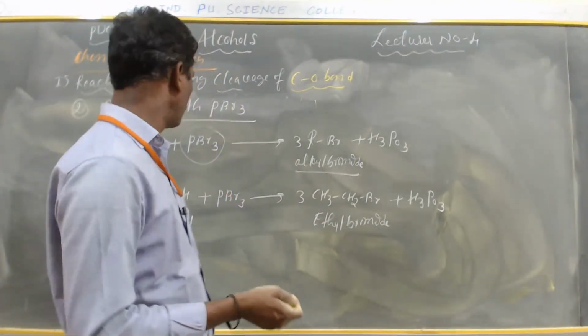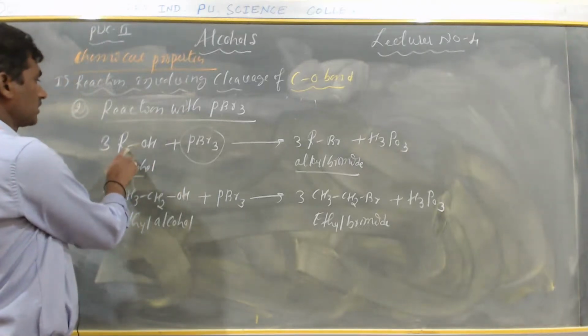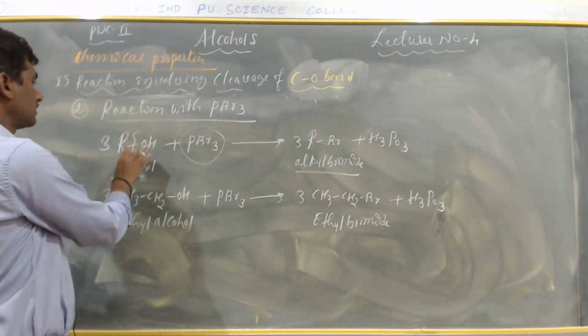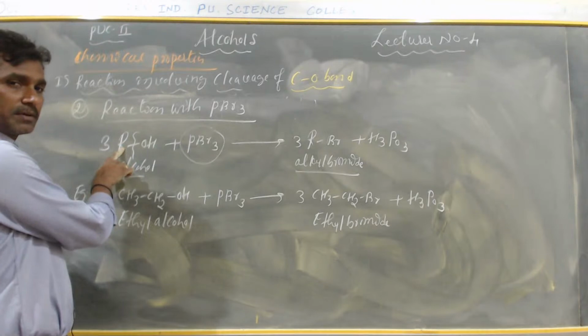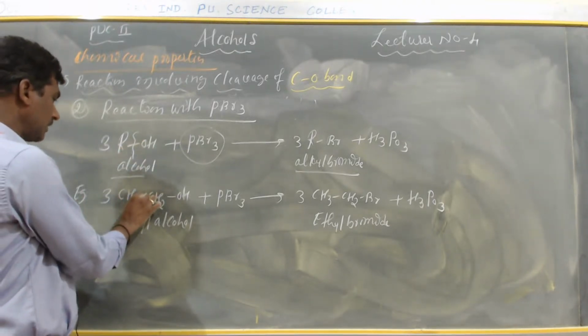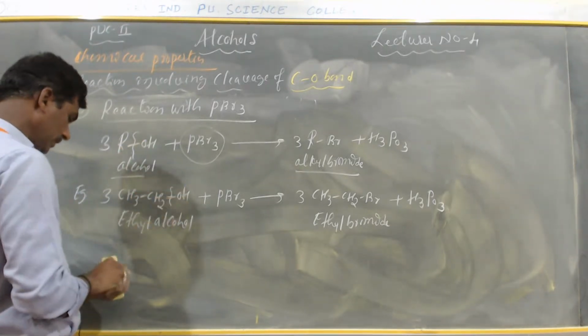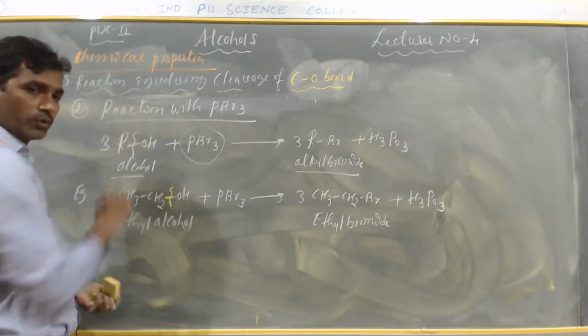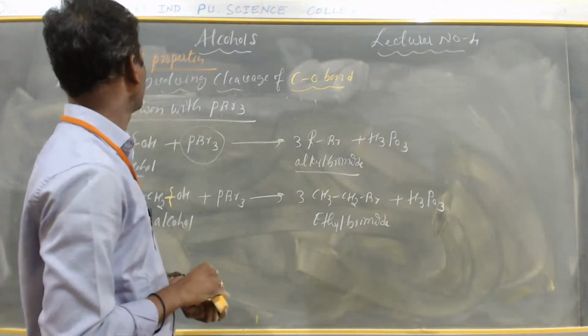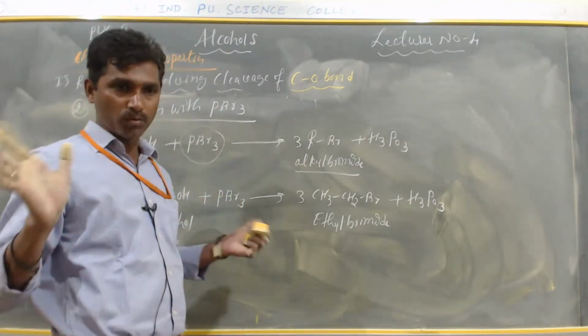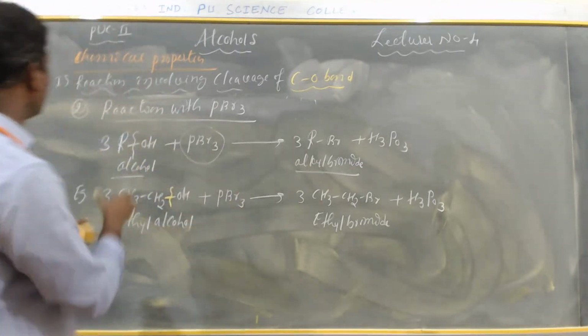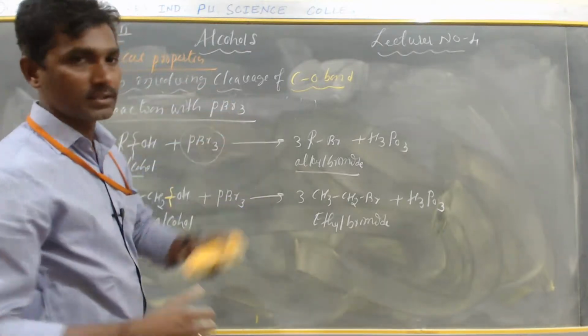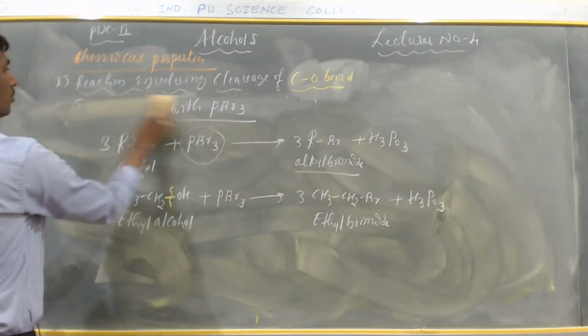So this reaction involves the cleavage of the C-O bond. R is nothing but a CH3 group. Anyway, this bond is already there. Now it is the cleavage of the C-OH bond. So this is a reaction involving the C-O bond. This is the second chemical property, cleavage of the C-O bond.